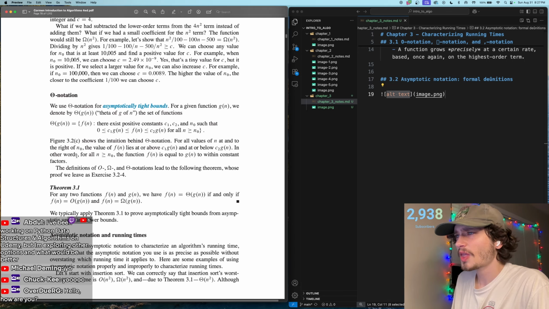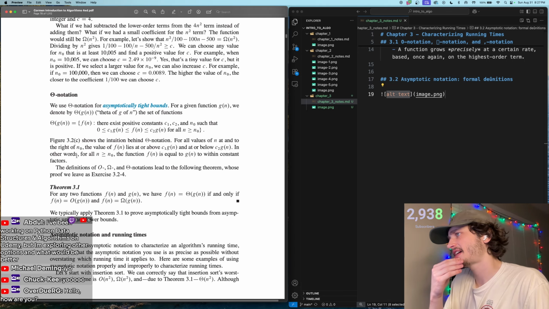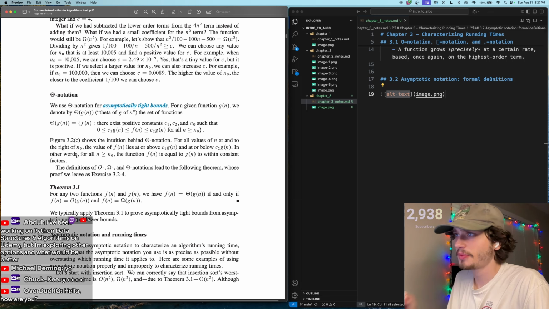Theta notation. We use theta notation for asymptotically tight bounds. For a given function g of n, we denote theta of g of n as the set of functions of this form. Figure 3.2c shows the intuition behind theta notation. For all values of n at or to the right of n naught, the value of f of n lies at or above c1 times g of n and at or below some constant c2 times g of n. In other words, for all n values that are greater than n naught, the function f of n is equal to g of n to within constant factors.